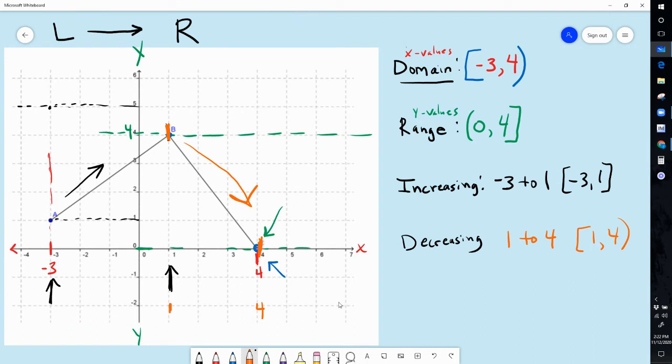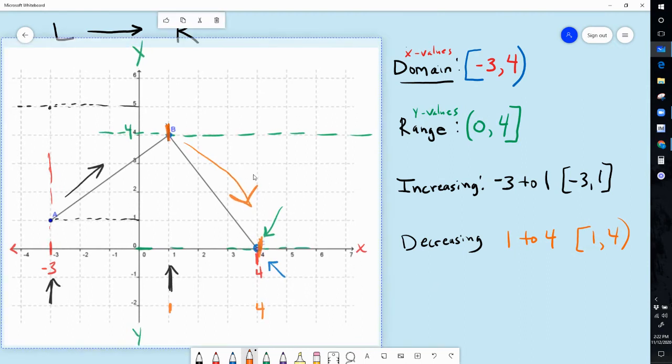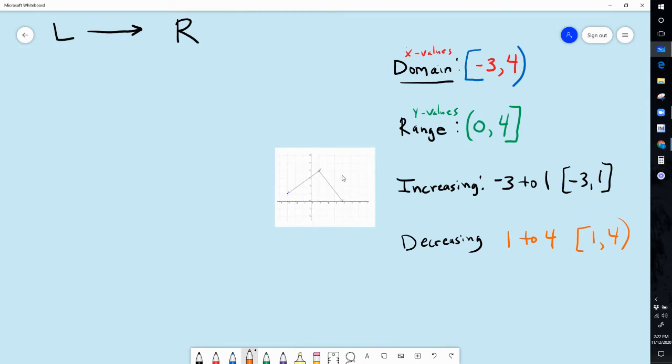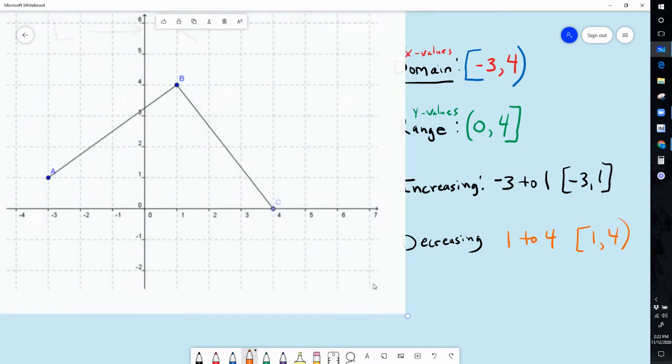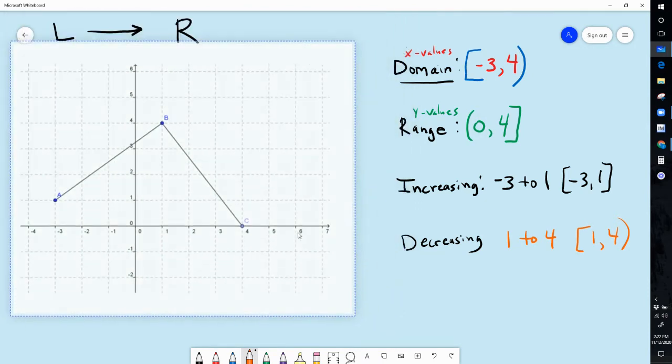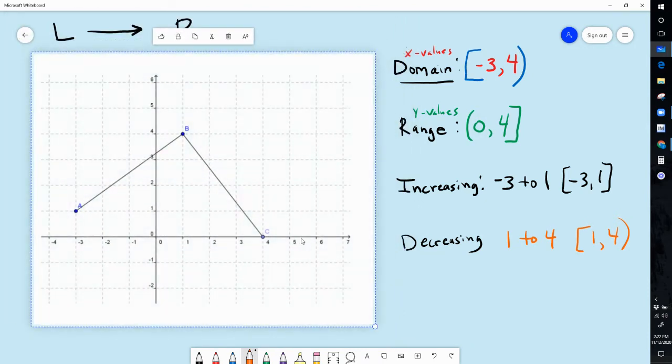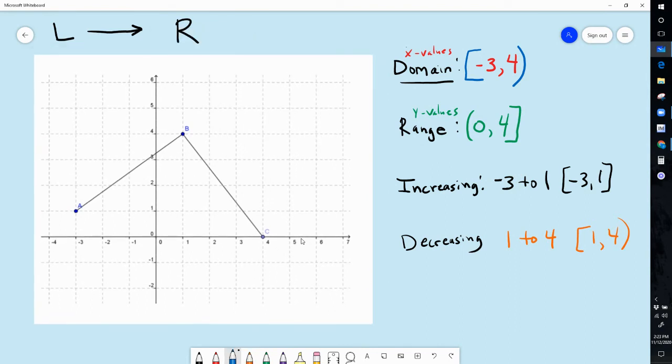All right. Now I know my graph's getting all jumbled up. So let's do this. Boom. We'll put a new graph. Look at that. Ooh, let's make it a little bit smaller. That was almost slick, right? All right, now domain, range, increasing, decreasing. The only thing we have left besides intercepts is minimum and maximum.